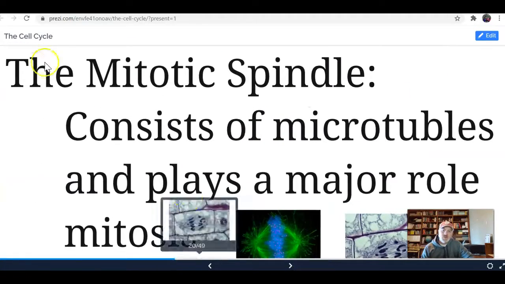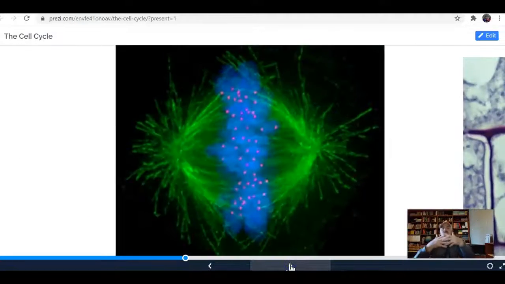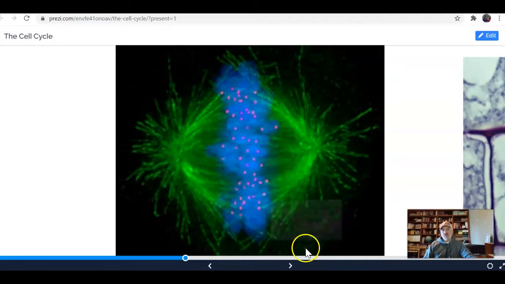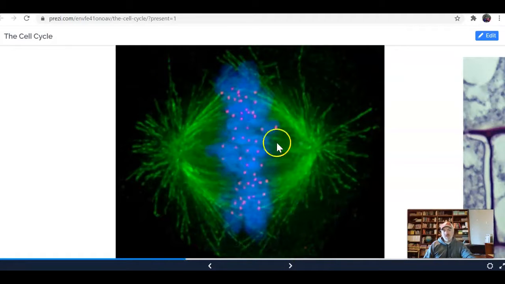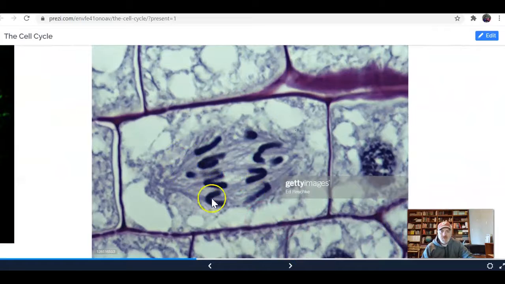Second, another key feature of this is that mitotic spindle. It's going to consist of microtubules, and remember, microtubules are part of the cytoskeleton. We learned about that a little bit when we talked about cells. And they play a major role in mitosis. Their job is going to be pulling those chromosomes apart from each other. So you can see the mitotic spindle is this green here, and these are your chromosomes, and they will be pulling them apart. And there you can see them in the microscope, the spindle there, pulling those chromosomes apart.